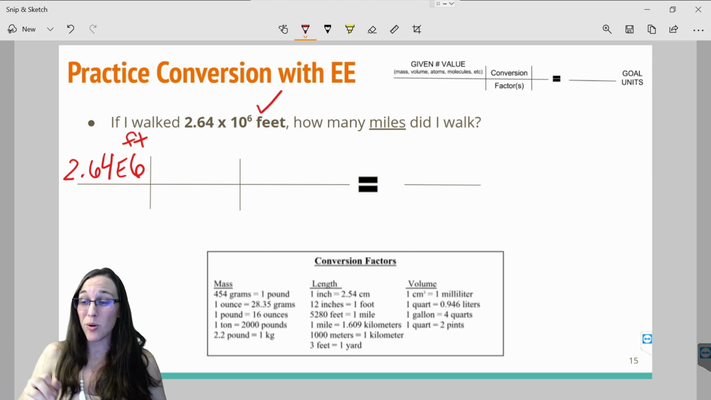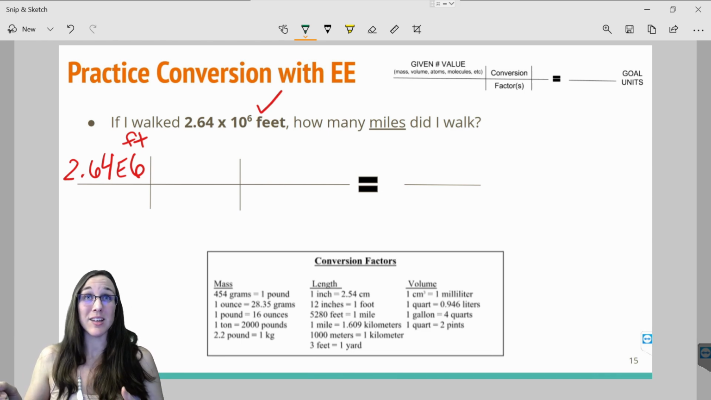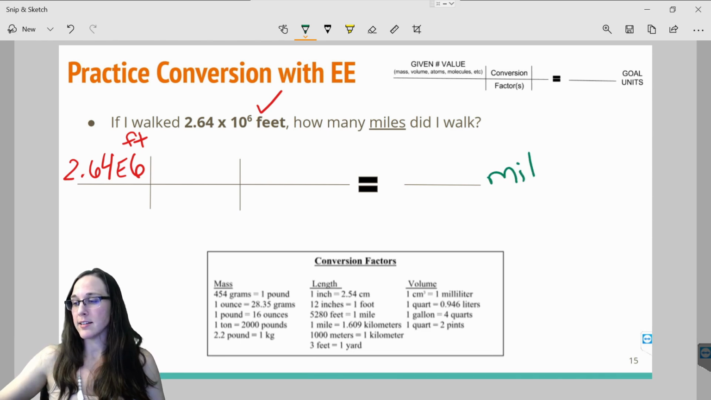Now we need to know what the goal is. They want us to obtain miles. Let's put our goal units at the end.